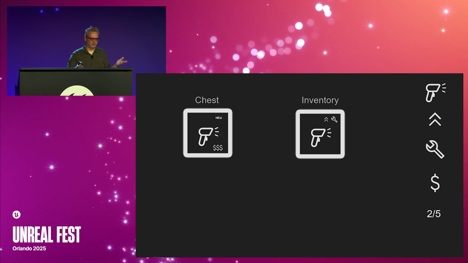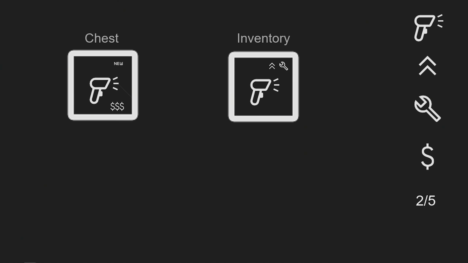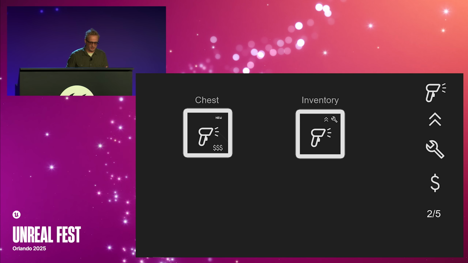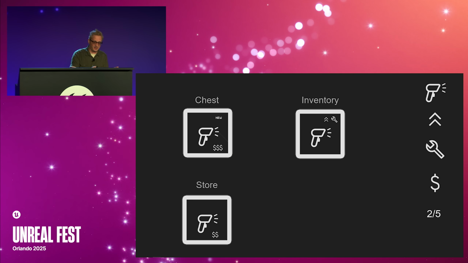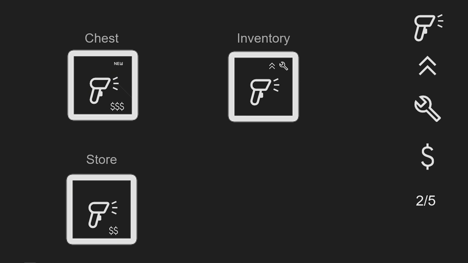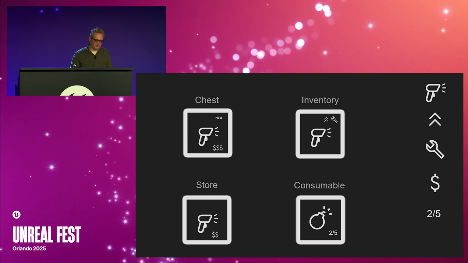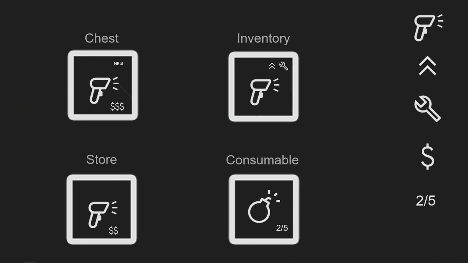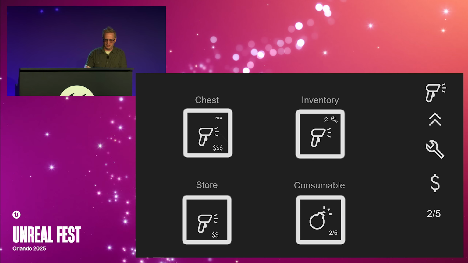Another one is that when we look at this item in inventory, we show the item and we show whether it's boosted or not and whether it's damaged, because only items in your inventory can be boosted or damaged. When you look at it in the store, the only thing we care about is how much it costs. And lastly, let's say that you have a consumable item. In this case, it stacks, so we need to know how many are in your inventory.